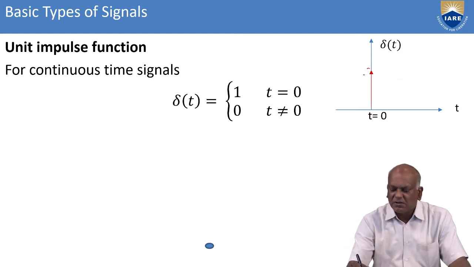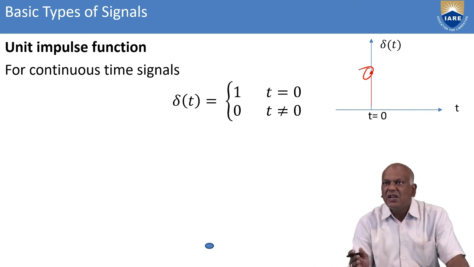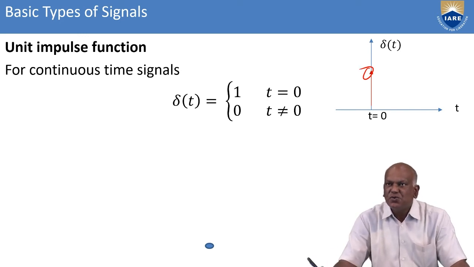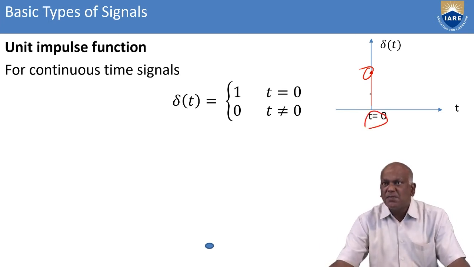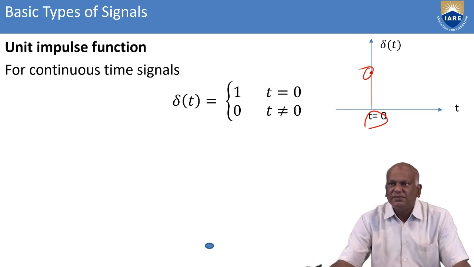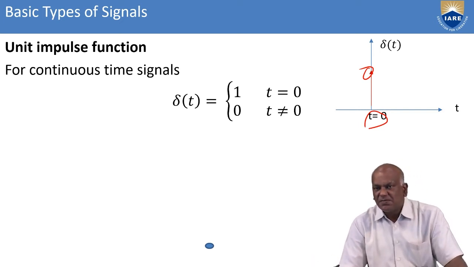You see this arrow mark. This arrow mark indicates that the weight of the impulse approaches infinity, that is, it is unbounded. At t equal to 0, the impulse function is unbounded. The weight of the impulse function is unbounded. Let us discuss this from this point of view.